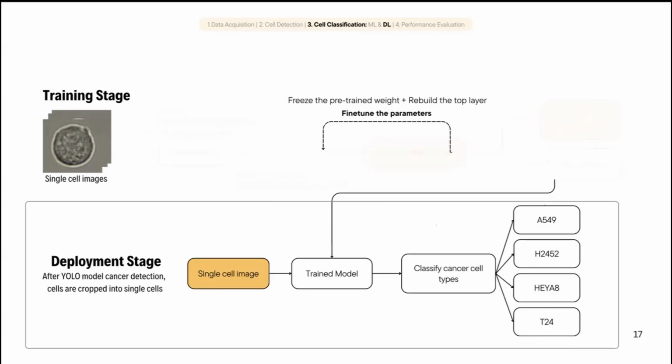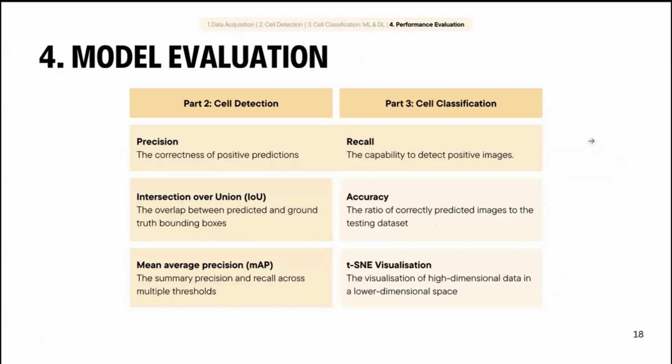For the model evaluation, we have precision, the correctness of the positive prediction. We have recall, we have intersection over union, and also the mean average precision for cell detection. And for the classification, we have the accuracy and also the TSNE visualization to see how the model can analyze high feature space from each image and to see how well the cell lines are clustered.